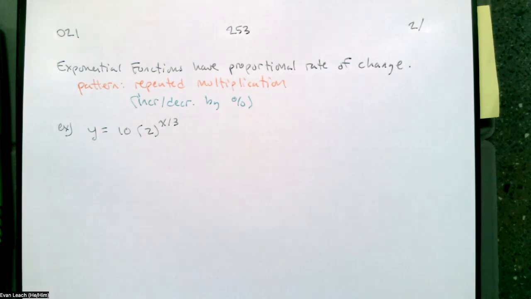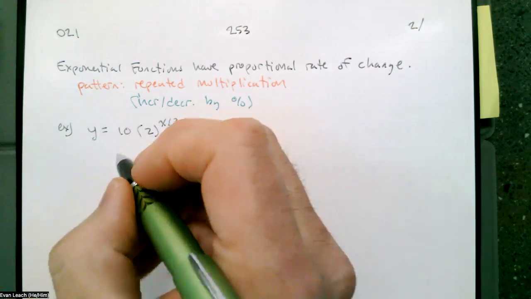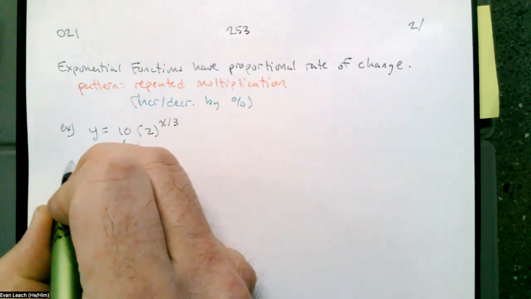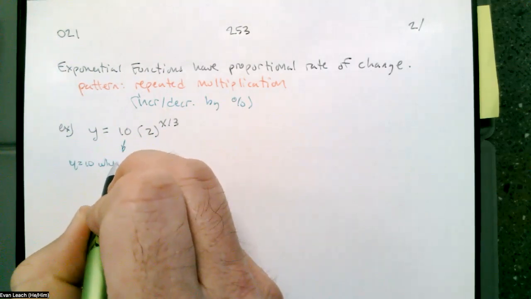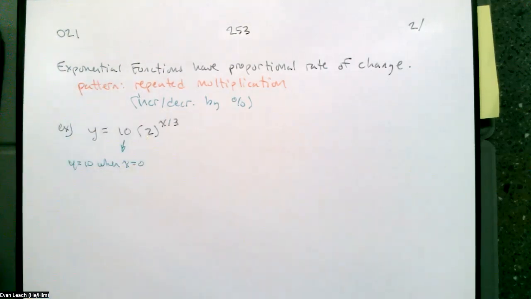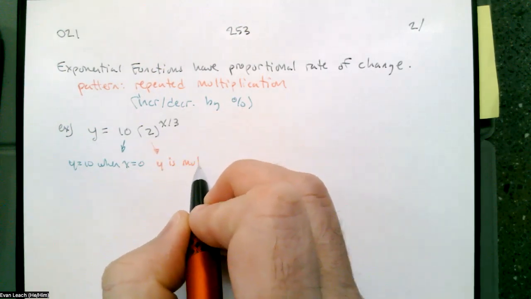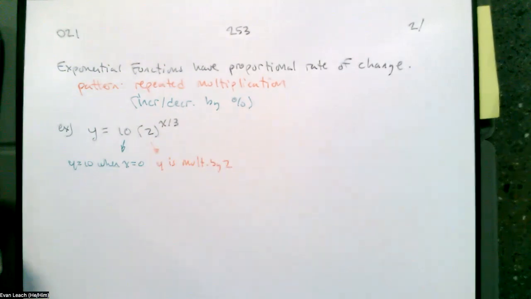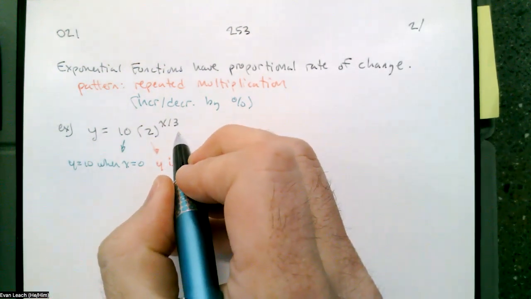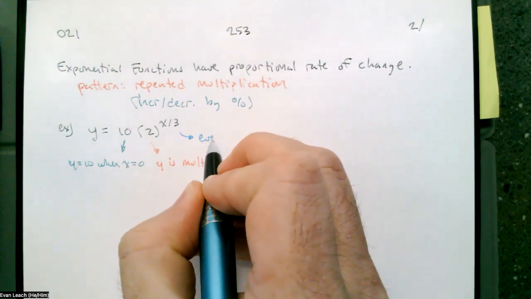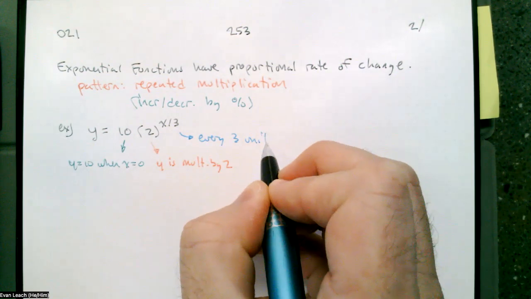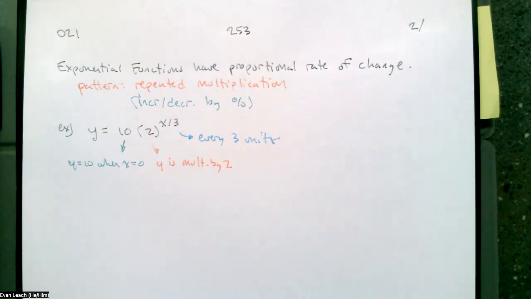Structurally, we could set these up very similarly to linear functions. Start off at 10 and multiply by 2 every 3 units. Y is 10 when x equals 0, and we're going to multiply by 2 every 3 units. Y is 10 when x is 0, and y is multiplied by 2 every 3 units. This is a pattern of repeated multiplication.